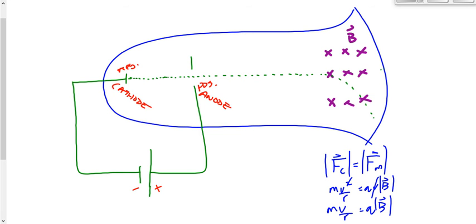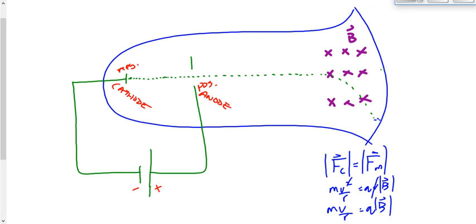What's m? Thomson didn't know what m was. How heavy are these negatively charged, mysterious cathode rays? Don't know. What's v? I don't know that either. How fast are they moving? Don't know. What's r? Well, he could determine r by where they struck the screen, right? We know where they strike the screen based on where the screen glows, and then from that we can determine r. So, okay, 1 for 3.